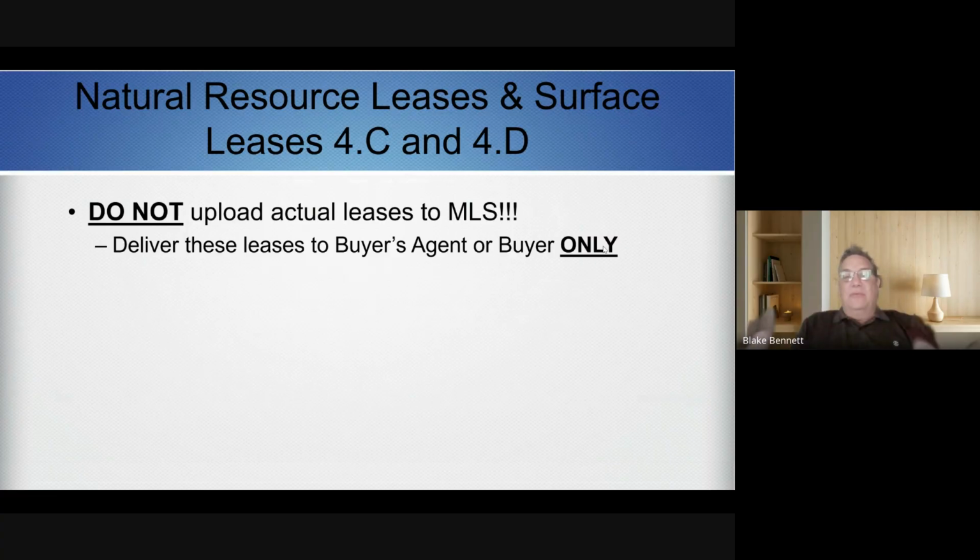Do not upload these leases directly to the MLS. There's private information on there. We don't want that to get out. A lot of landowners don't want everyone and anyone to know what they're leasing, how much they're leasing their property for. This is not for public consumption.